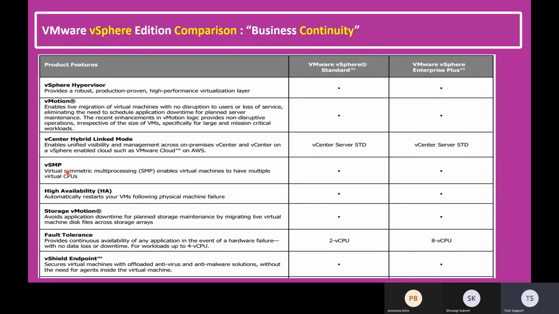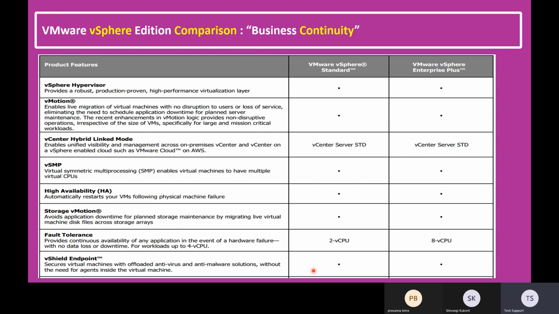SMP is nothing but symmetric multiprocessing. This multiprocessing feature is also available for both editions. And high availability, we are aware it is a cluster feature, and Storage vMotion, Fault Tolerance. These features are available in both editions. But in Fault Tolerance, the only difference is if you have a Standard license, it supports Fault Tolerance only up to 2 vCPU. If you want to use a maximum of 8 CPU, we should go for an Enterprise Plus license. And vShield Endpoint is nothing but security, how vSphere is providing the security. That security is also provided in both editions.